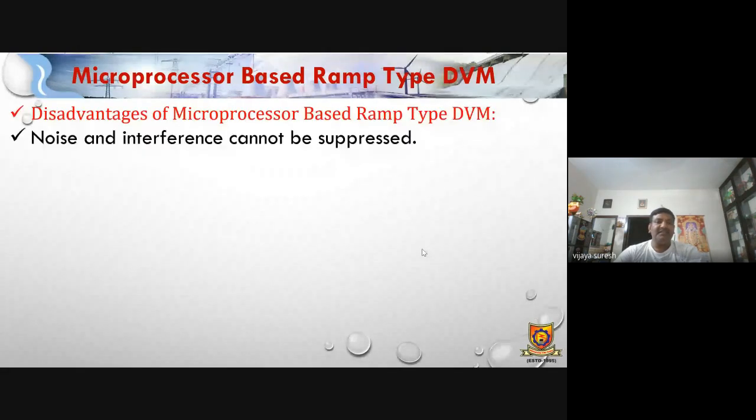The disadvantage is that sometimes the microprocessor system may be disturbed due to electromagnetic interference from other signals.